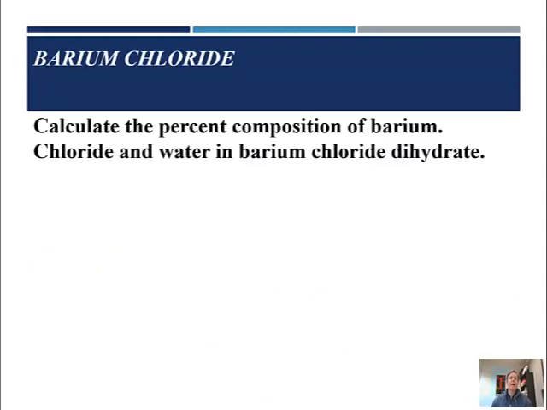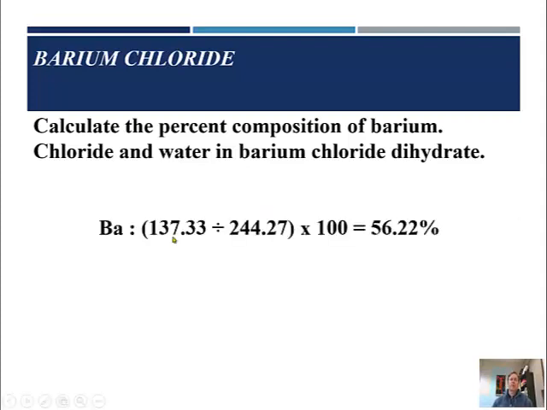Okay. Now we can ask questions something like, calculate the percent composition of barium or chlorine or water in barium chloride dihydrate. So to do barium, we take the mass of barium we had, because it's 1 barium, right? 137.33 divided by your total mass times 100, which is 56 percent. Now see if you can figure out the percent of chlorine and then the percent of water on your own. Go ahead and pause the video and do that, and then we'll come back.